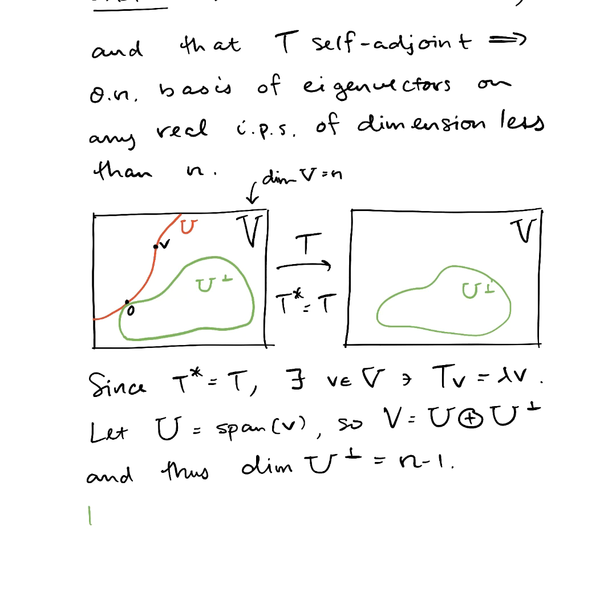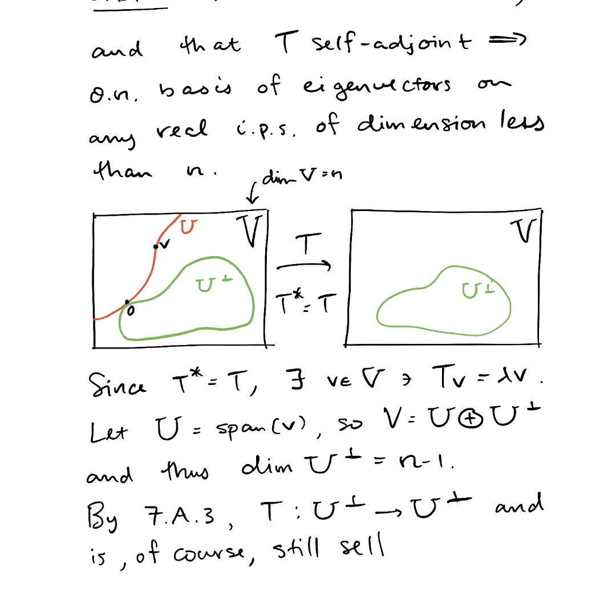By 7.A.3, T, which is T star, does map U perp into U perp and is, of course, still self-adjoint. If you restrict that self-adjoint operator to an invariant subspace, it's still self-adjoint. Self-adjointness is a thing about the inner products and flipping T from the first slot to the second slot. That has nothing to do with whether you're in the green blob or not. That's just true in the entire box.